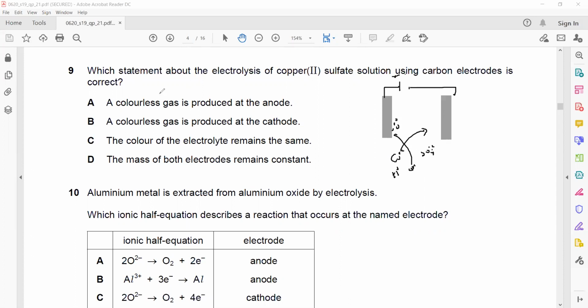So for question 9, because when oxygen is there, oxygen is a colorless gas, that's why A is the right answer. B is wrong because a colorless gas is not produced, a solid is produced. C is wrong because the color of the electrolyte does not remain the same, it changes because the amount of copper ions is changing. And the mass of both electrodes does not remain the same, because when copper is deposited, the mass of the cathode will increase.